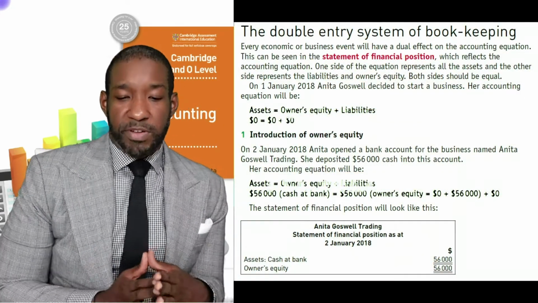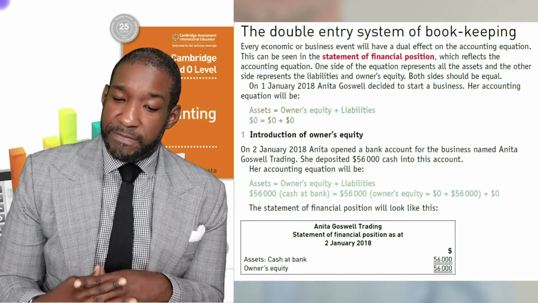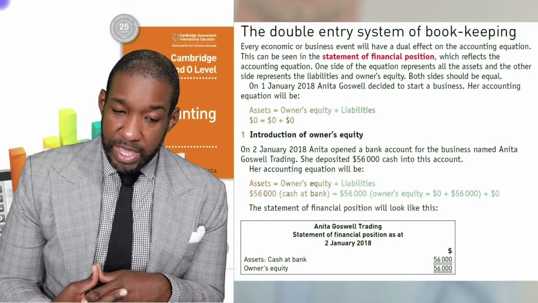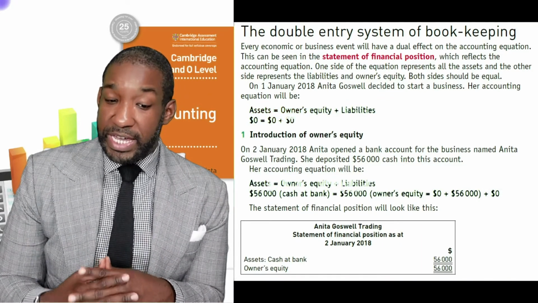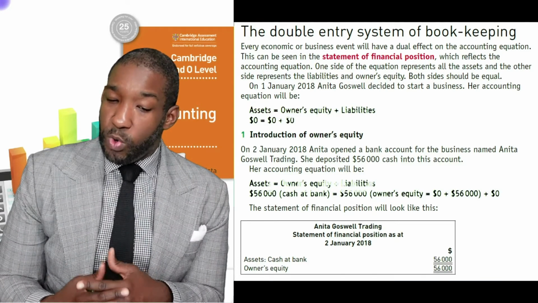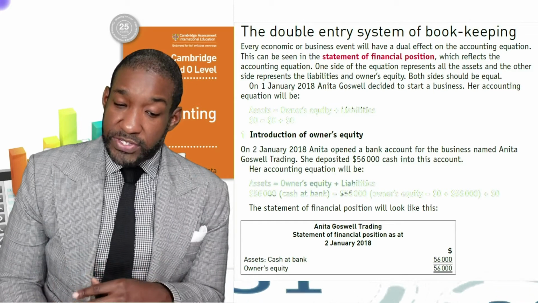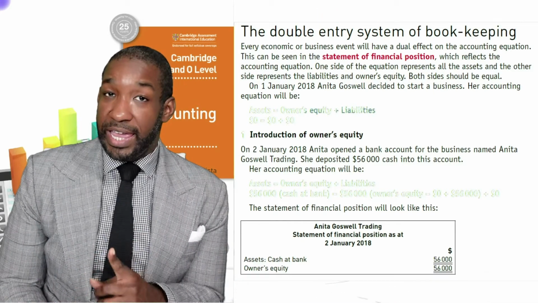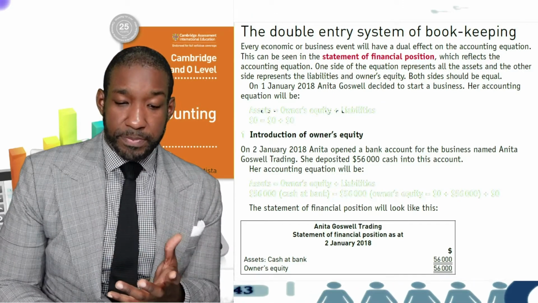The double entry system of bookkeeping. Every economic or business event will have a dual effect on the accounting equation. This can be seen in the statement of financial position, which reflects the accounting equation. One side of the equation represents all the assets, and the other side represents the liabilities and owner's equity. Both sides should be equal.